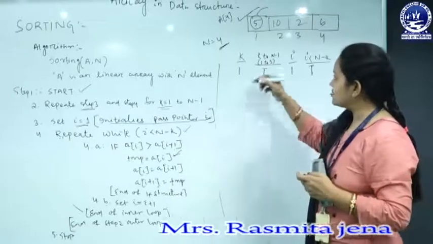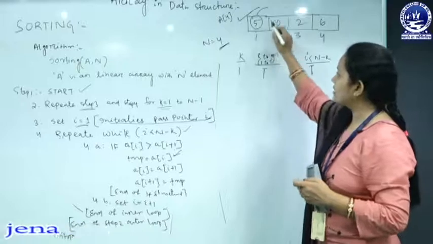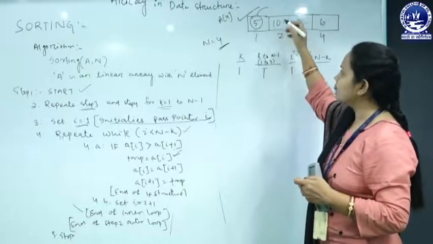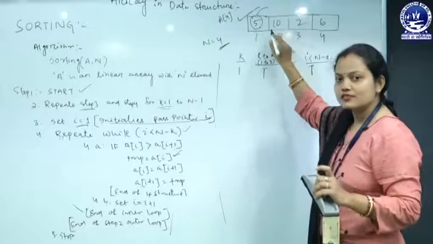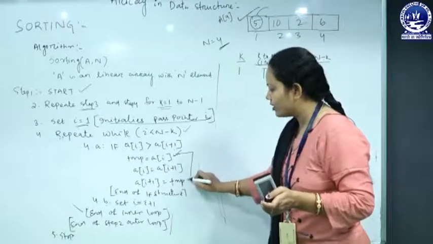Okay, so let me check. A of I, where I is 1. A of 1 is greater than A of I plus 1. So this condition is false. As this condition is false, we can't execute the if block statement.